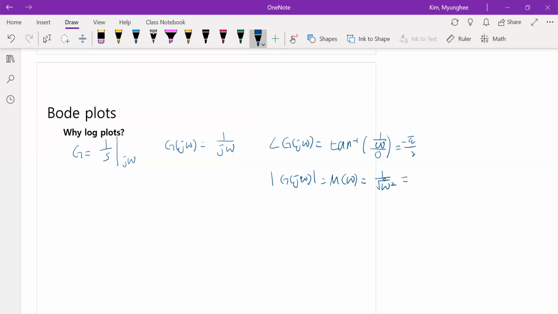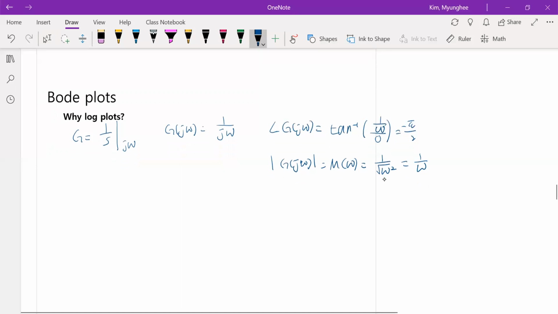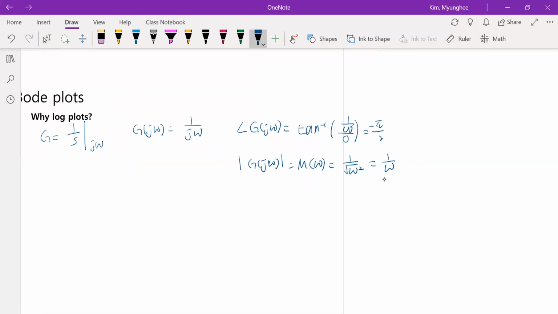So, and what this plot looks like. So the angle plot is again not that hard. It's -pi/2 for the entire phase. But the magnitude, now it looks like something like this. So it's very hard to know what's going on, especially for the high frequencies.